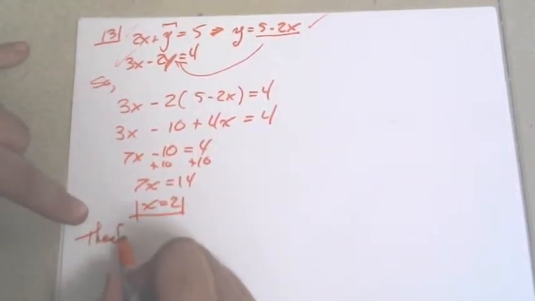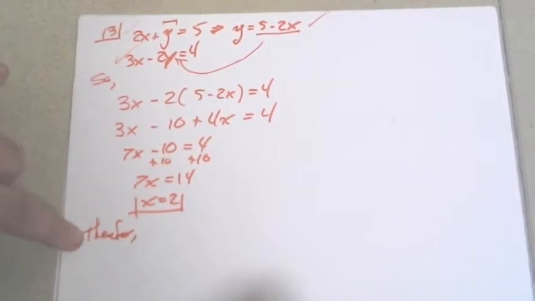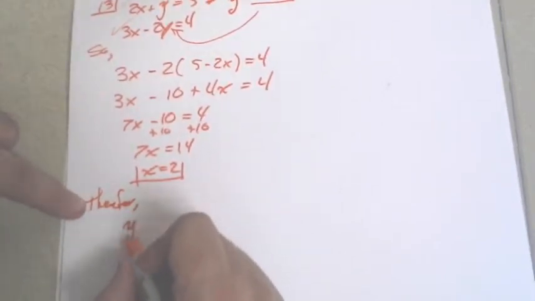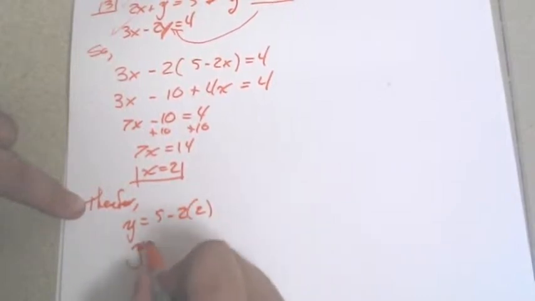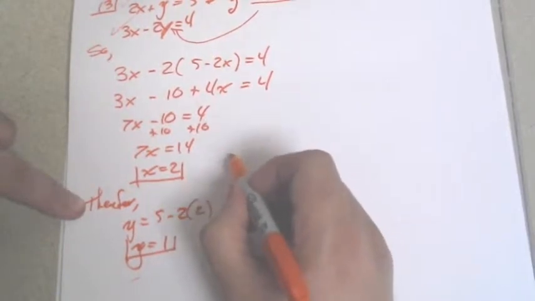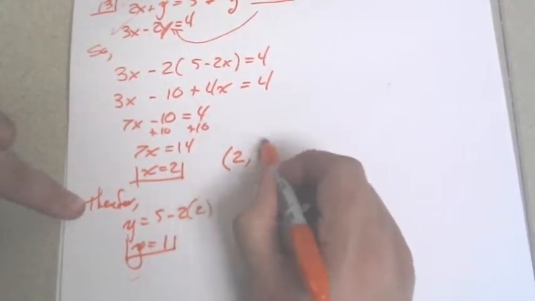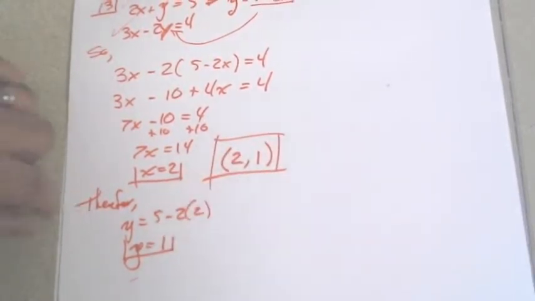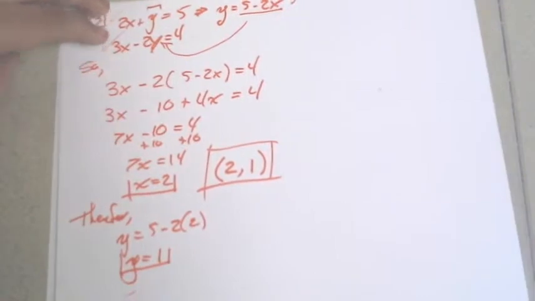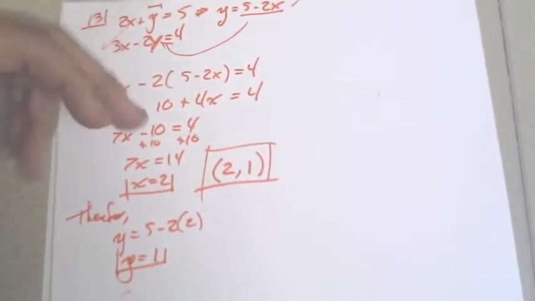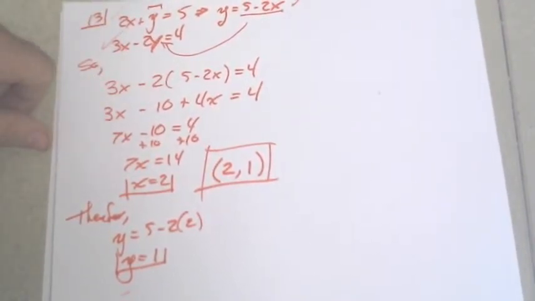So, therefore, just keeping myself organized here, y equals 5 minus 2 times 2, so y had better be 5 minus 4, or 1. So our solution to the system is the point 2, 1. That's where both of the equations are true. That's where the lines intersect on the graph. That is the solution to our system.